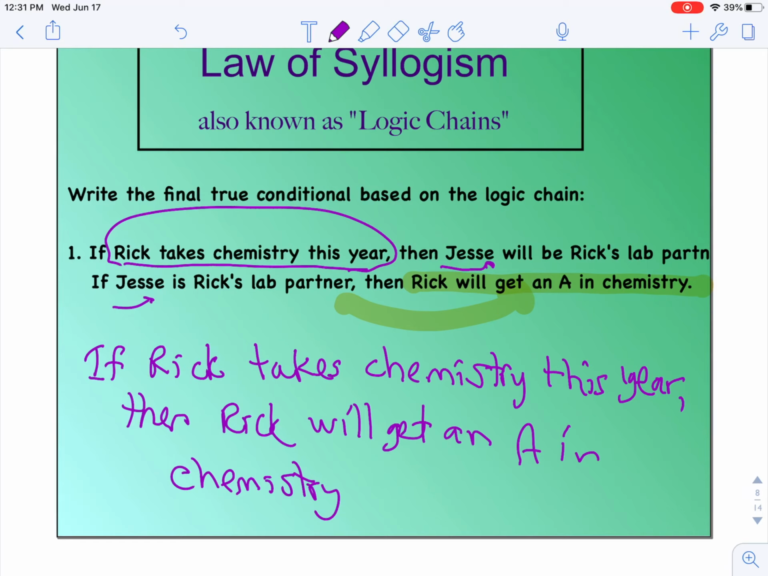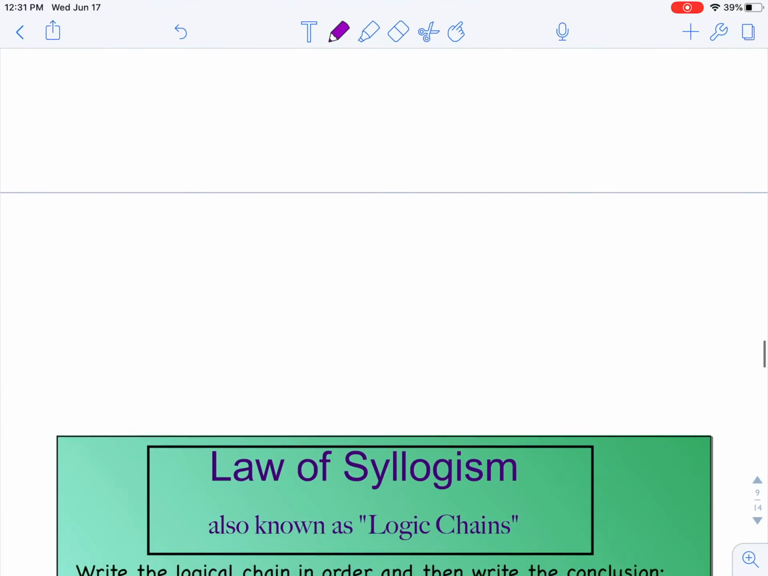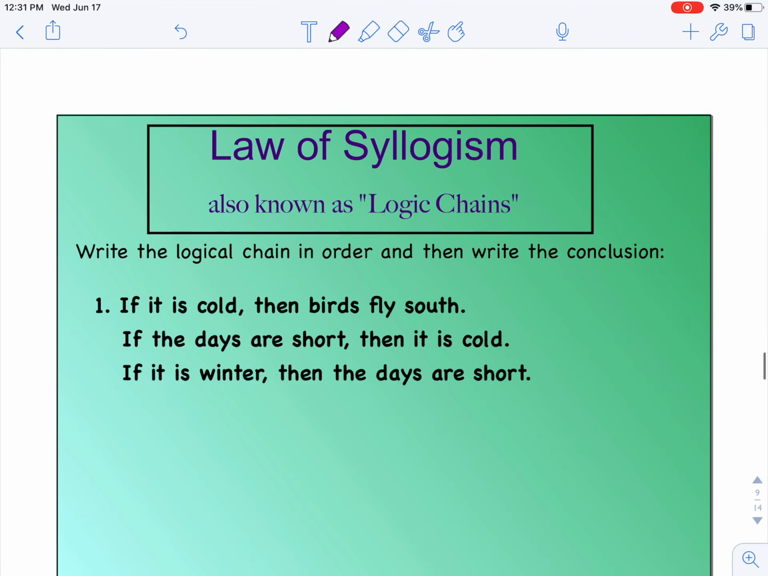So it's pretty simple when you have them in order, because the first hypothesis led to the conclusion. That conclusion has to become your next hypothesis, which leads to a different conclusion. And sometimes we have multiple statements. What gets difficult is when we have to put them in order. I'd like you to try to see if you can write the logical chain in order and then write the conclusion.